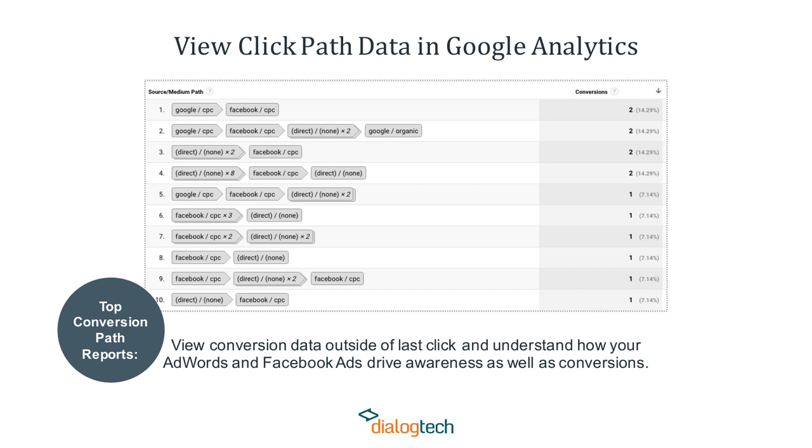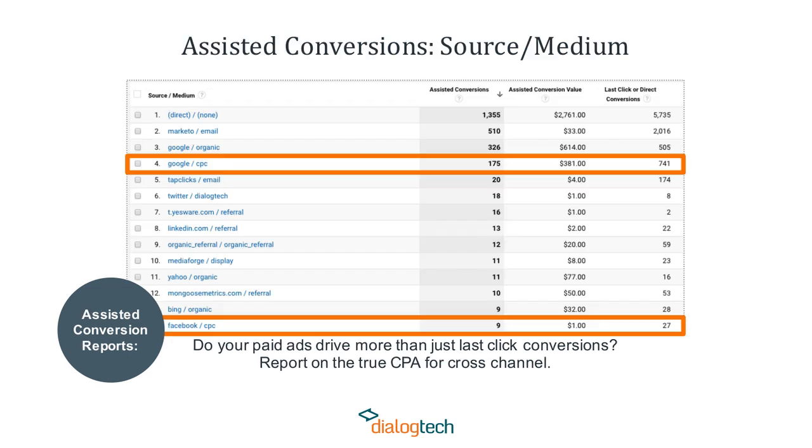Get top conversion path reports. Know how your data works together. If Facebook is a first click for multiple other last click conversions, it's still doing its job, right? You're still getting that conversion even if it didn't come last click through Facebook. So look at click path data in Google Analytics. The other thing is to look at assisted conversions, and here you can break it out by source and medium.